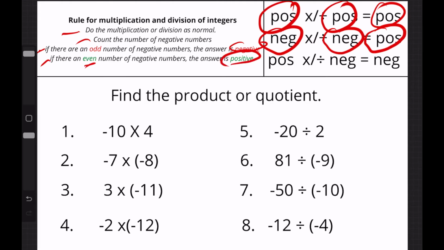That's what I do. I do the math, count the negatives, and if it's an odd number, 1, 3, 5, 7, then it's a negative answer. If it's an even number, 2, 4, 6, 8 negatives, then it's a positive answer. Let's go to the first one.